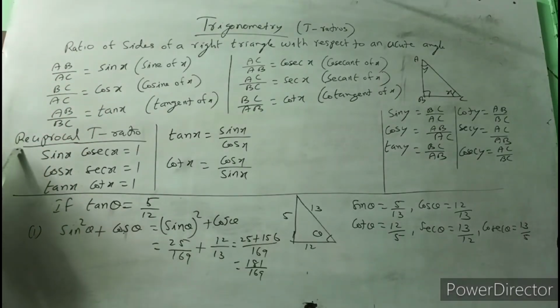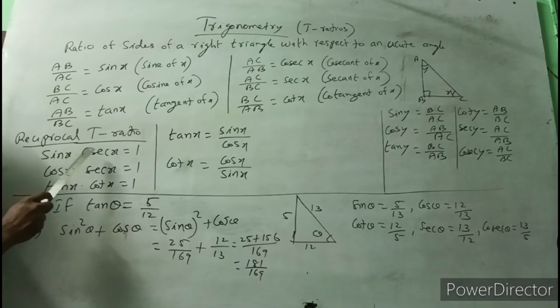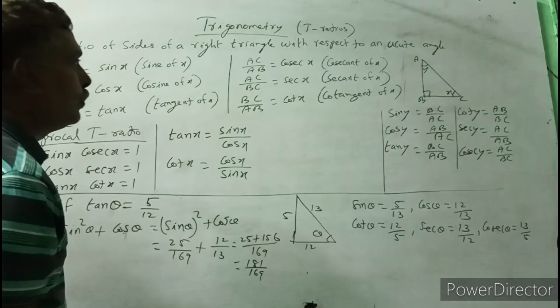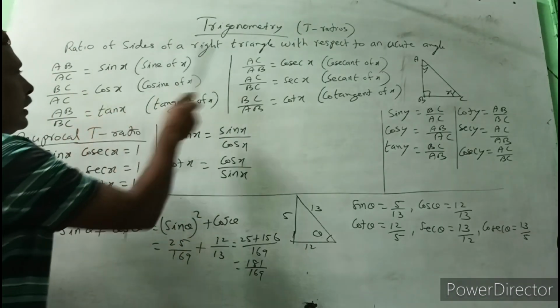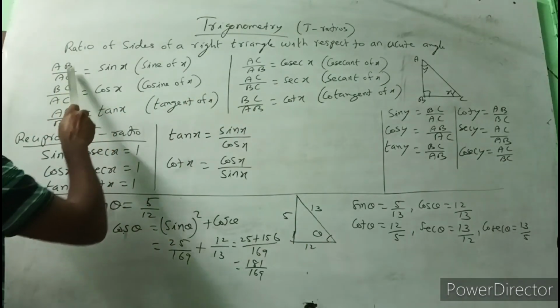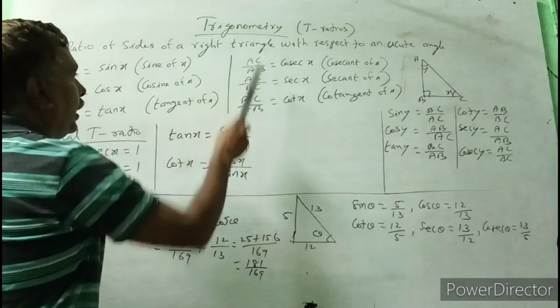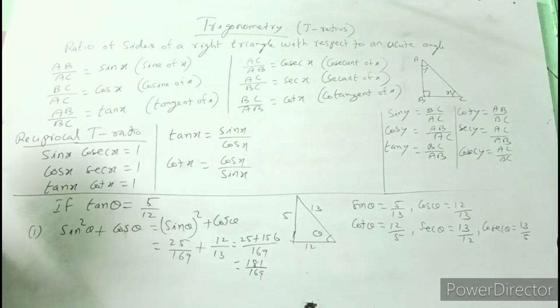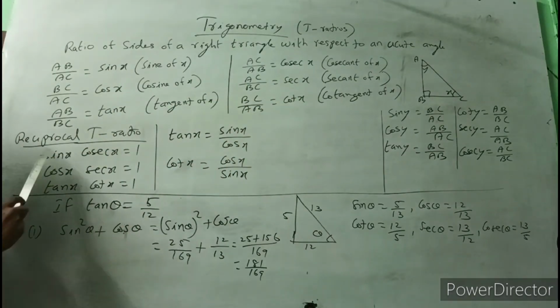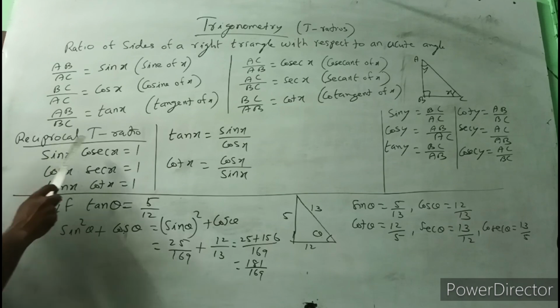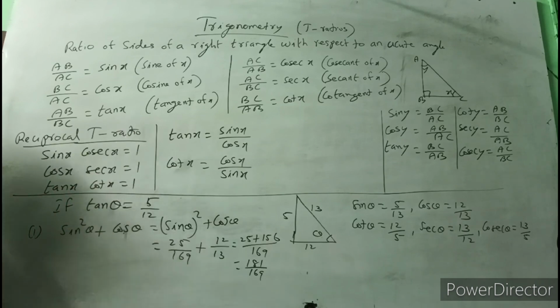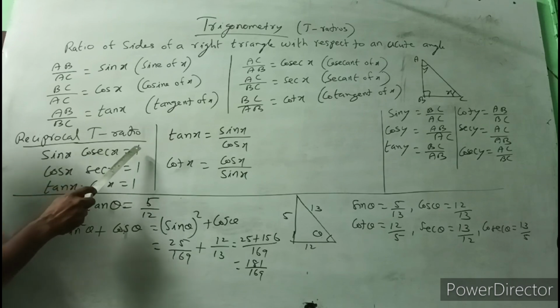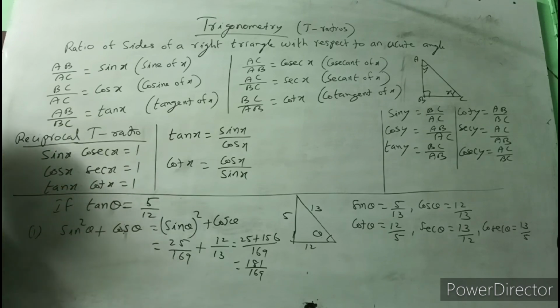There are some relations, reciprocal T ratios. You may see that sin x is the reciprocal of cosec x. Here AB upon AC is given, there AC upon AB is given. So the reciprocal of sin x is cosec x. We know that if you multiply a number with its reciprocal, the result is always 1. So at any stage I can write sin x is equal to 1 upon cosec x.